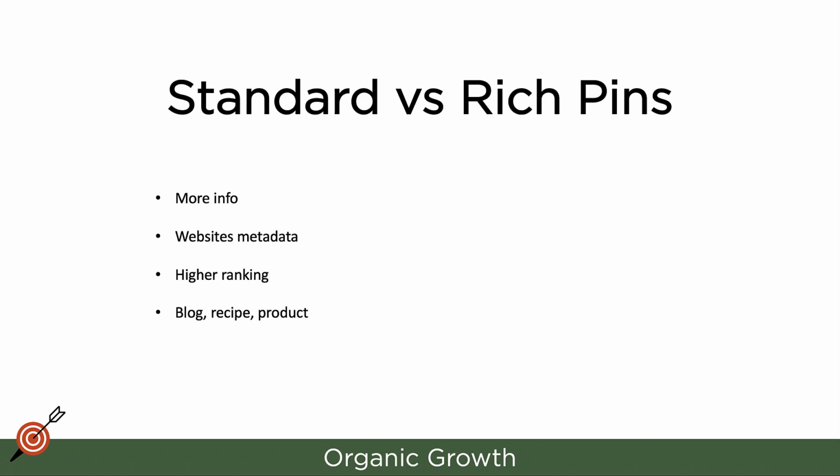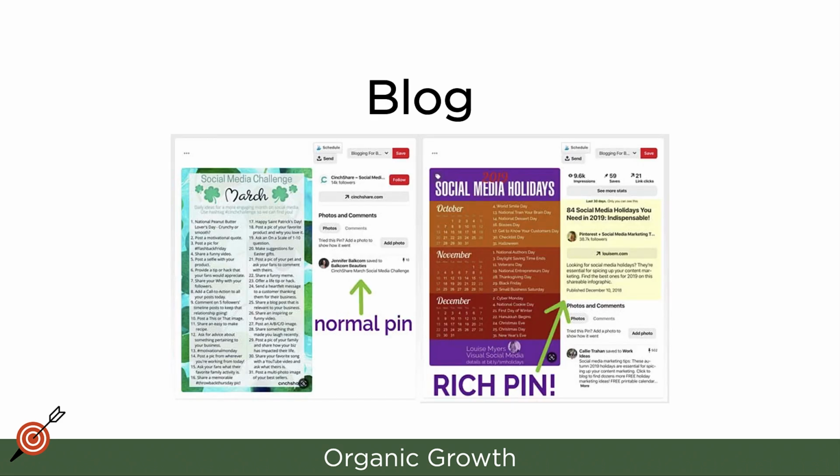Now, there are a couple different types of rich pins. We have blog article rich pins, we have recipe pins and product pins, and we can use the article pins and the product pins to generate sales. Now, product pins we obviously use when we advertise, but we can also create them to generate organic sales. And we can also use the blog article pins to generate sales, which I'm going to show later in this organic course. And first, I want to show you guys what this looks like.